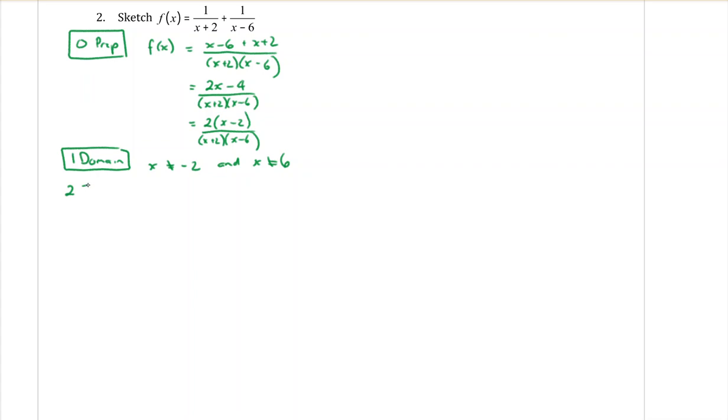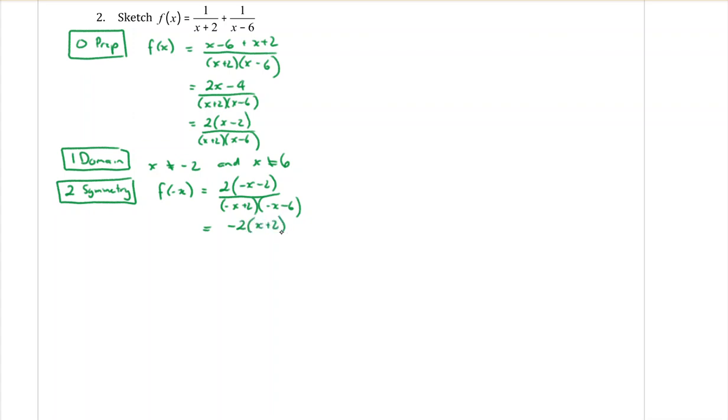Step 2, the symmetry. Sub in f of negative x and see what happens. Now, if we sub that into our factorized version, that will probably make things easier. So let's do 2 bracket negative x minus 2 over negative x plus 2, negative x minus 6. Now, on the top, I can take a minus out of that bracket, which will give me negative 2 bracket x plus 2.